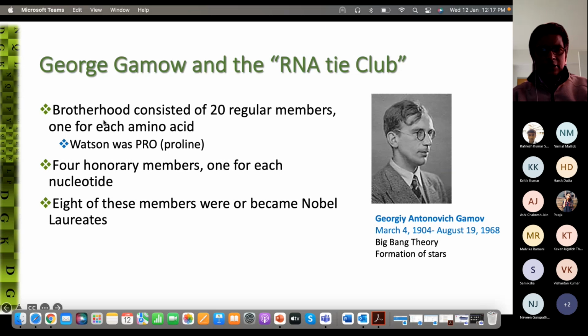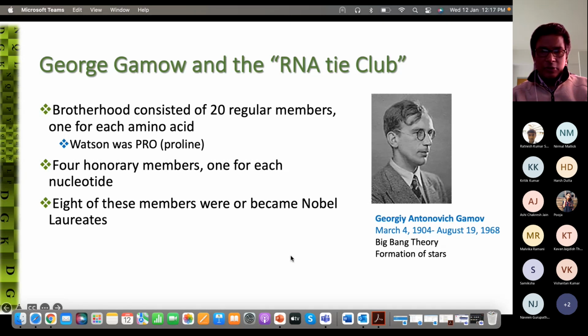And so he made what's called a brotherhood of 20 regular members, one for each of the amino acids, and 4 honorary members for each nucleotide. And 8 members of these were already Nobel laureates, or became Nobel laureates later on. So it was a very high-flung and elite club, with the best minds trying to discover the genetic code, how it was being translated.